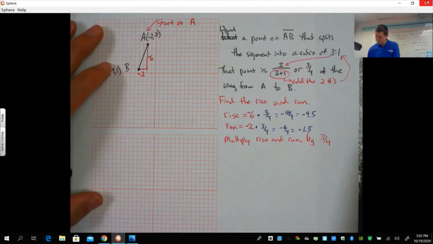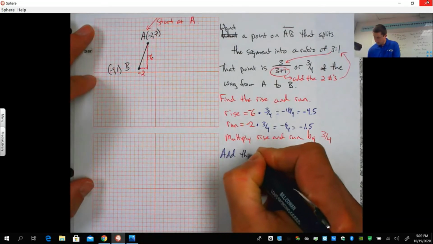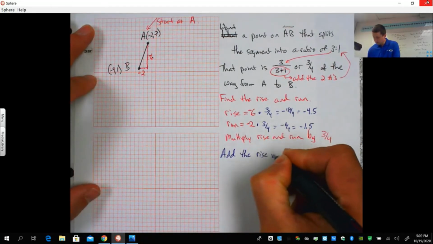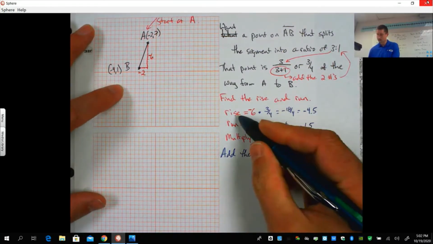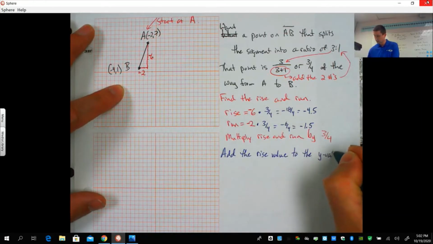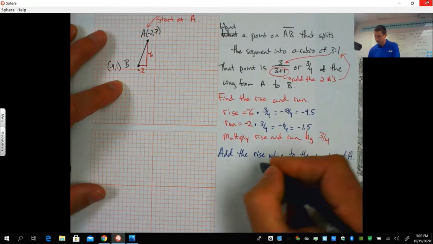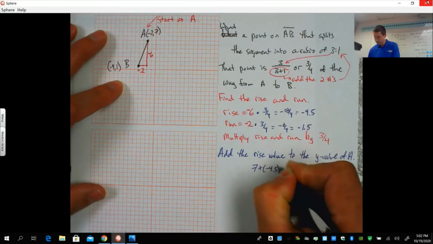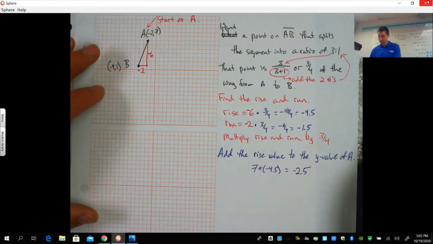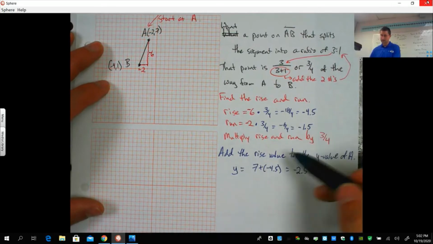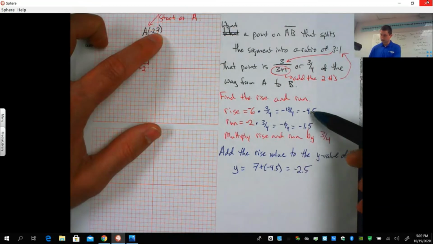Okay, we're almost there. Add the rise value to the y value of A. Has to be of A. So 7 plus negative 4.5 would equal negative 2.5. That's a y. So y is 7 plus negative 4.5. So 7 from the y value plus negative 4.5 is negative 2.5.